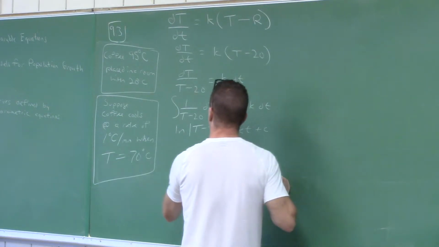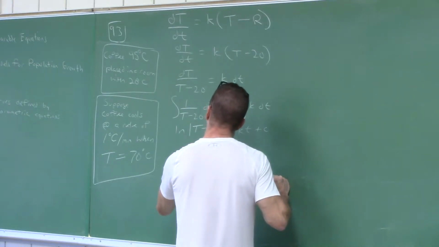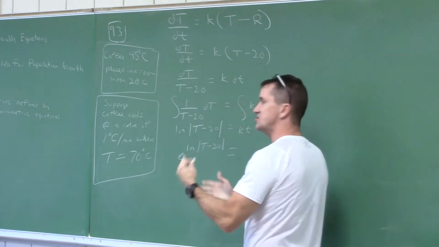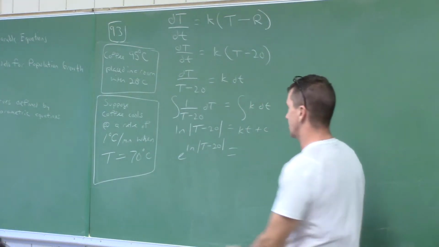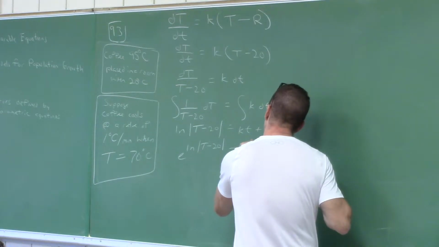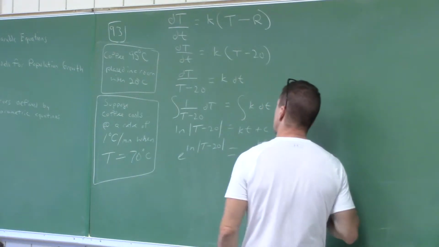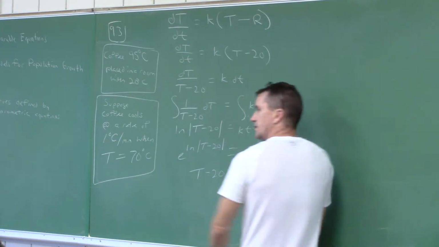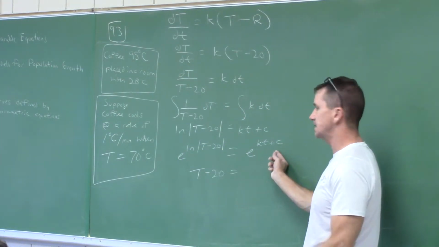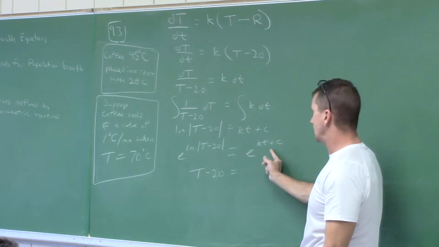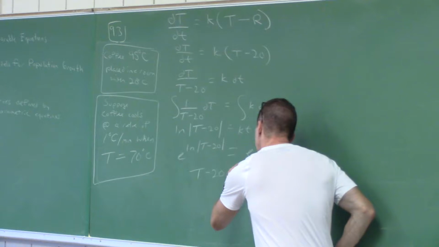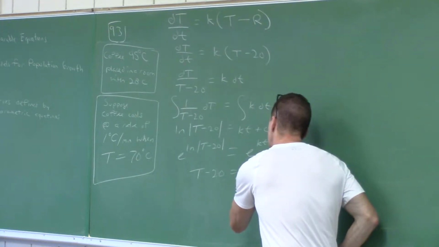Now e to the ln of T minus 20. I know some of you probably at this point can do 2 steps at once. That's okay. e to kt plus C. So this is just what? T minus 20. I'll take the bars off because of the constant. Okay, I can just write this as C e to the kt. So there's that constant C.